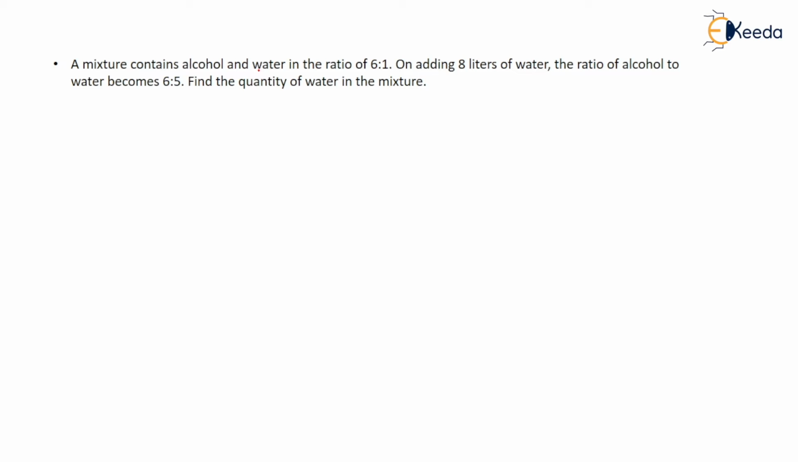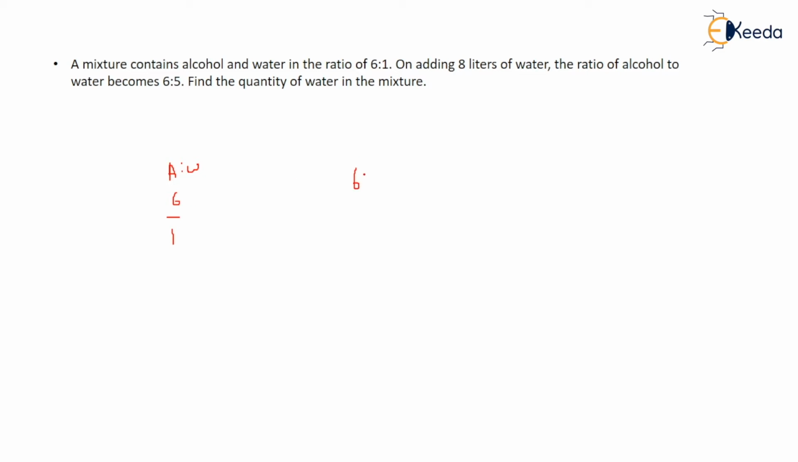A mixture of alcohol and water is in the ratio 6 to 1. On adding 8 liters of water, the ratio of alcohol to water becomes 6 to 5. Find the quantity of water that is mixed. So you know that the mixture of alcohol and water is 6 to 1, and on adding 8 liters of water the ratio becomes 6 to 5. This is water and this is alcohol.